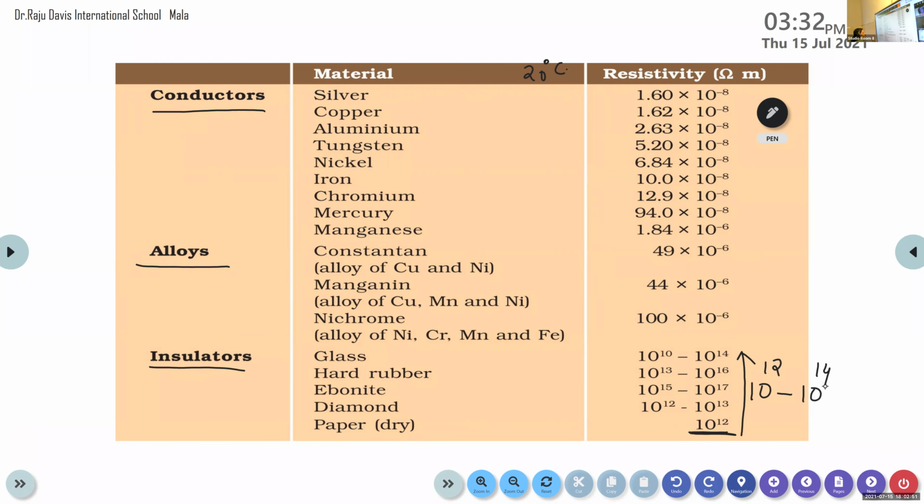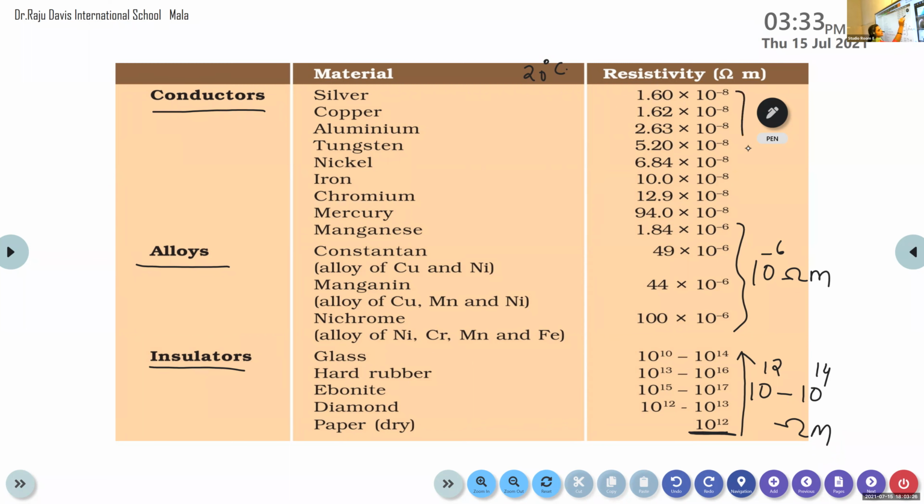Now, what about the value of resistivity for alloys? 10 raised to negative 6 ohm meter. The unit of resistivity is ohm meter. You must study this range. The range of resistivity for insulators is 10 raised to 12 to 10 raised to 14 ohm meter. The range of resistivity for alloys is 10 raised to minus 6 ohm meter.